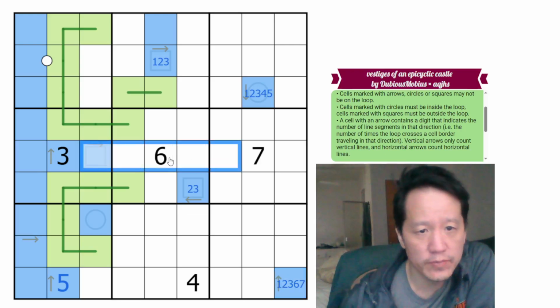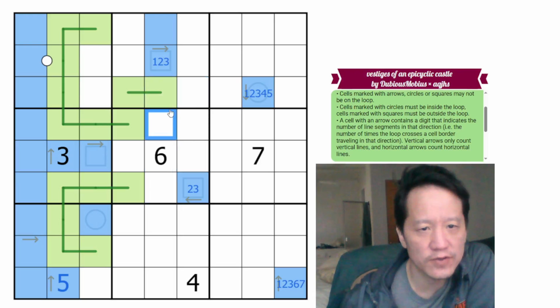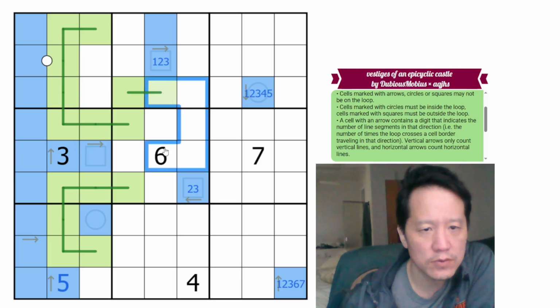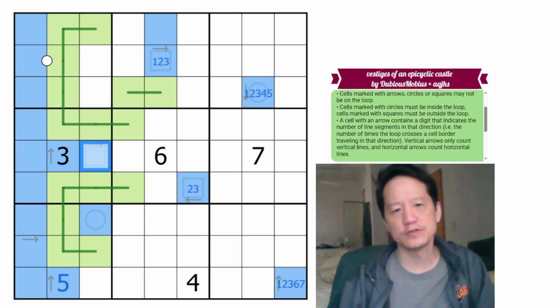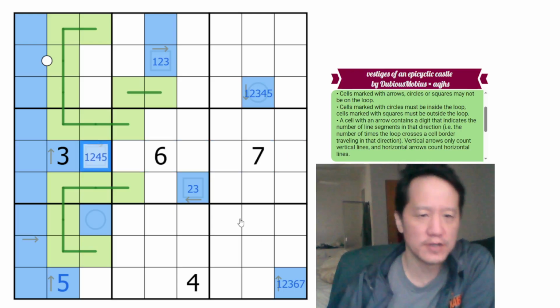This has some. So it would have to have something like this if it goes down. Well, not necessarily. It could go something like that. So this is at most 1, 2, 3, 4, 5. So this is 1, 2, 4, 5.